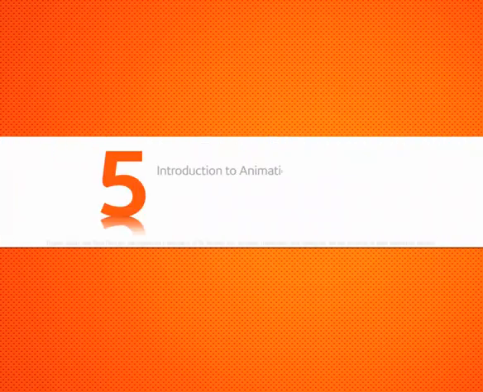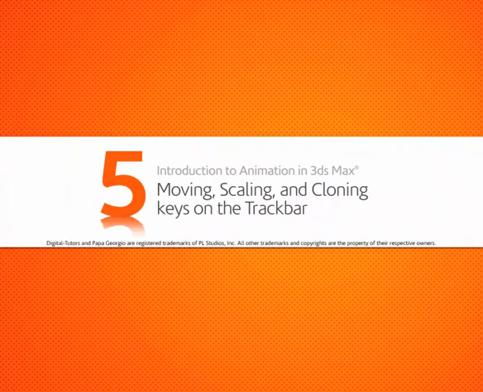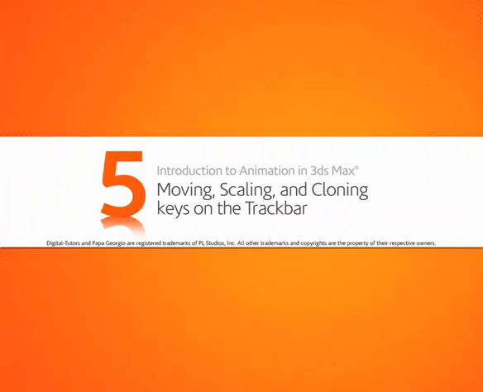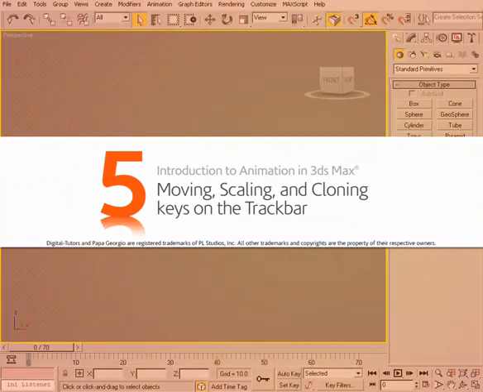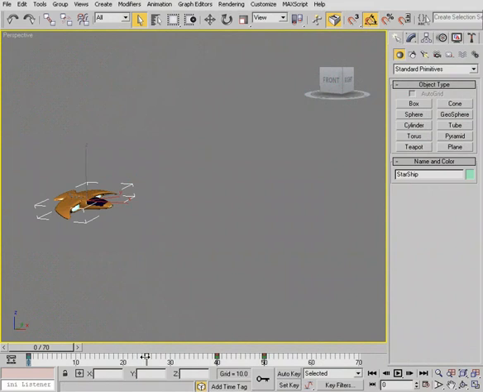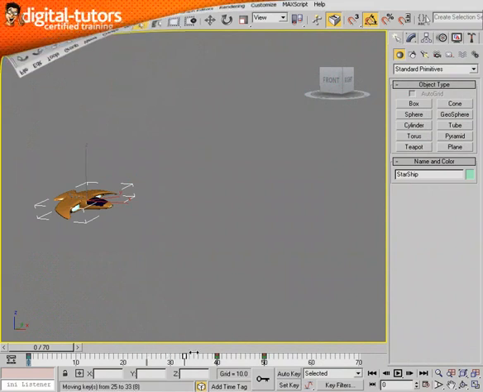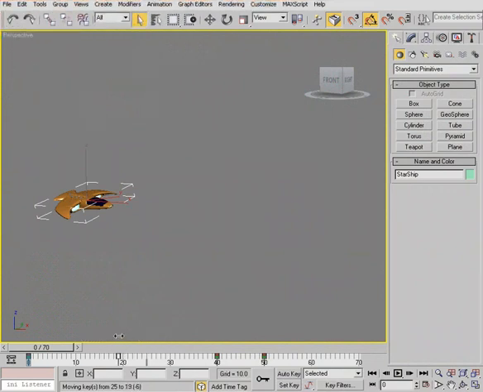In this lesson, we'll learn how to move, scale, and clone keys from Max's trackbar. To move a keyframe, we'd simply select it with the left mouse button and drag it wherever we like it to lie in time. What's nice is that if we look underneath the keyframe on the status bar, Max allows us to basically see where we are moving our key from, where we're moving the key to, and how many frames we've offset the key from its original position. So it's a pretty nice indicator.